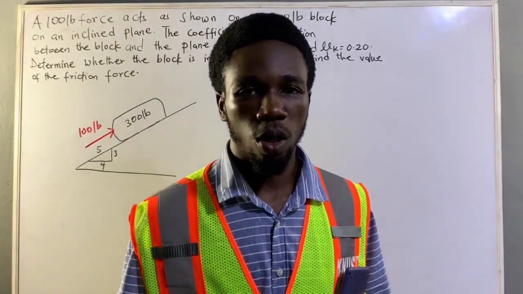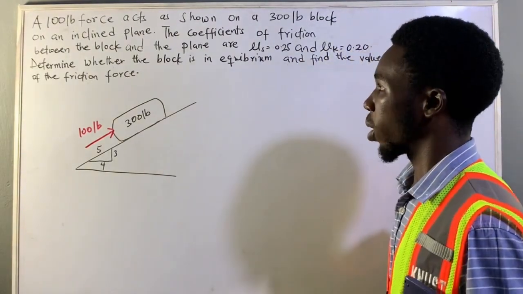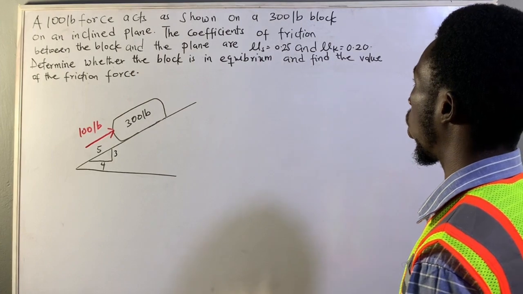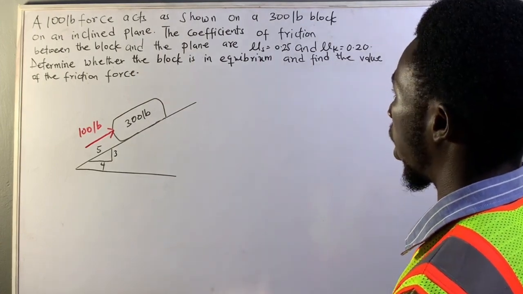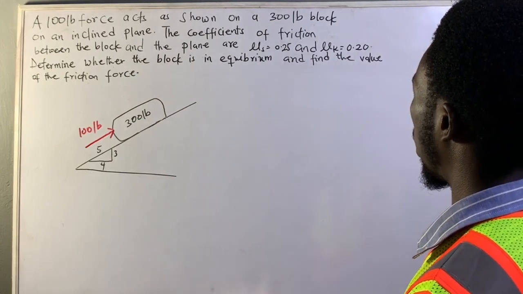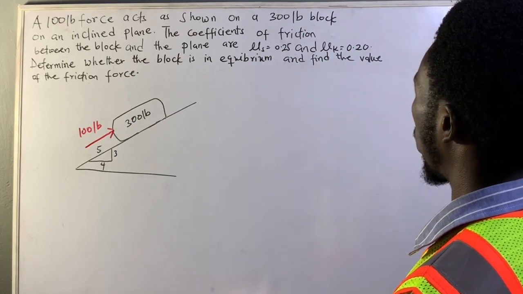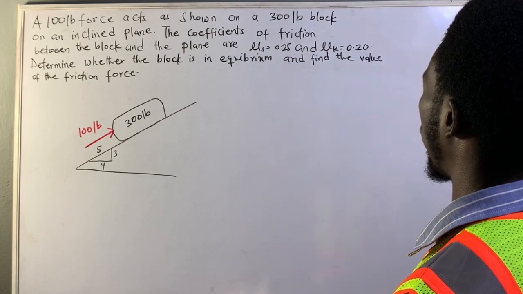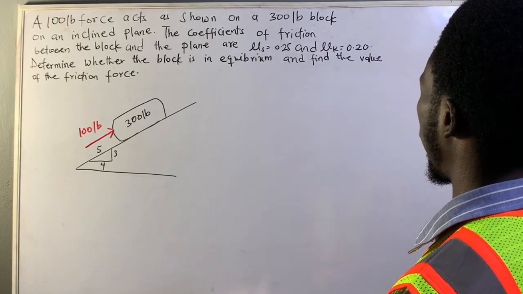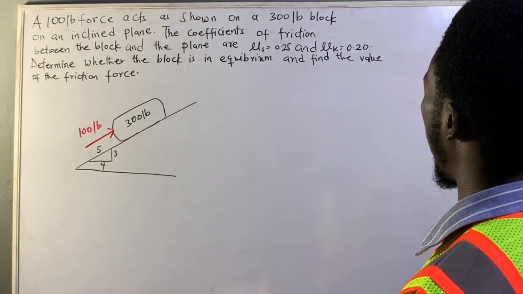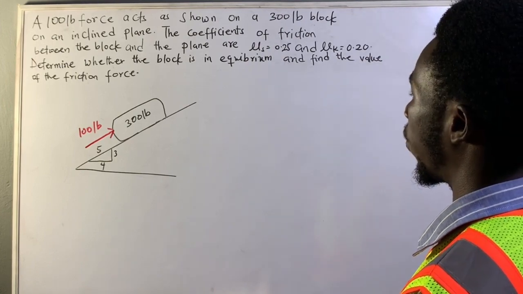In this video, you're going to solve this question I have here on the board. The question says a 100 pounds force acts as shown on a 300 pounds block on an inclined plane. The coefficients of friction between the block and the plane are given: the coefficient of static friction is 0.25 and that of kinetic friction is 0.20. Determine whether the block is in equilibrium and find the value of the friction force.